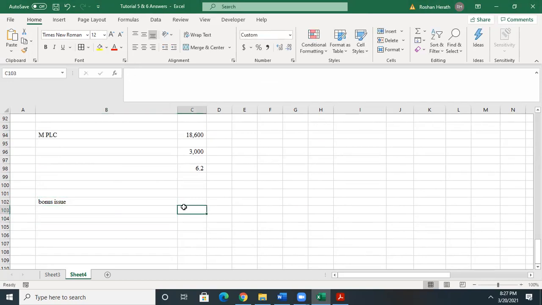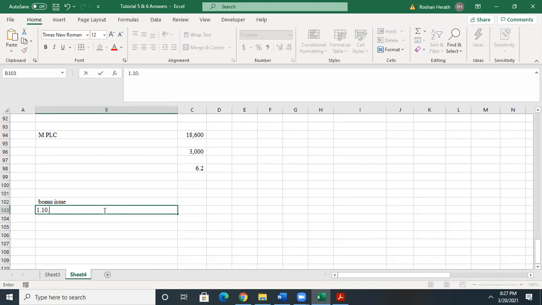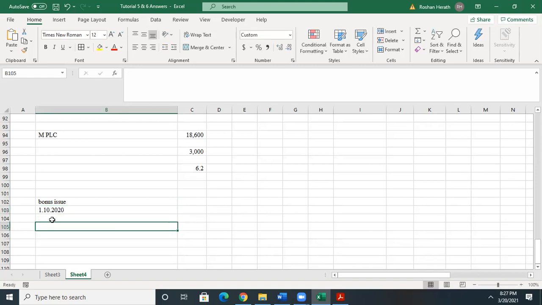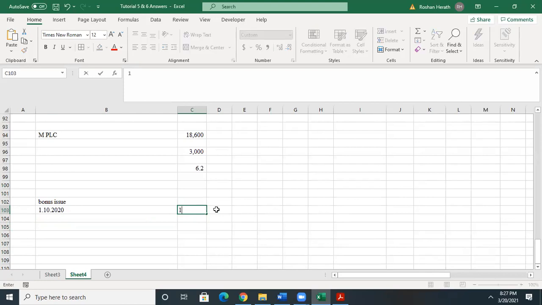Why you should, even at any point, this bonus issue had been made. Say, for example, let's say it is being made after 6 months. On 1st of April 2020, you made this bonus issue. You have issued one share for every two shares. Let's say you issue one.